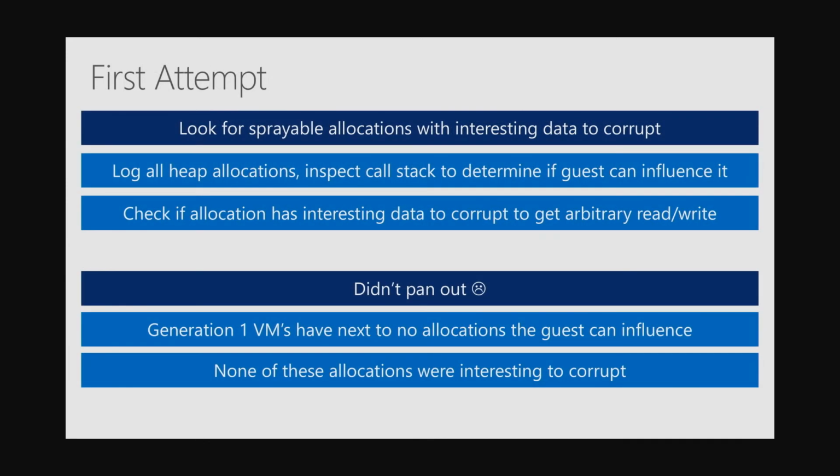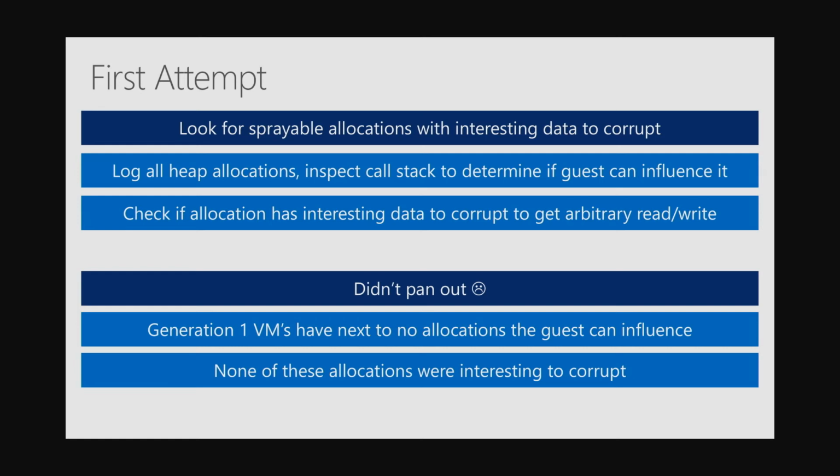The first thing I did was start logging all of the heap allocations being made by the VM worker process. I would turn the virtual machine on, let it run, look at the call stack of all those allocations, and see if any of them looked like they could be influenced by the guest, like if I could spray a bunch of allocations. And for any of those allocations, I wanted to see whether there was interesting data in them that, if I corrupted it, I could boost myself to an arbitrary read-write primitive.